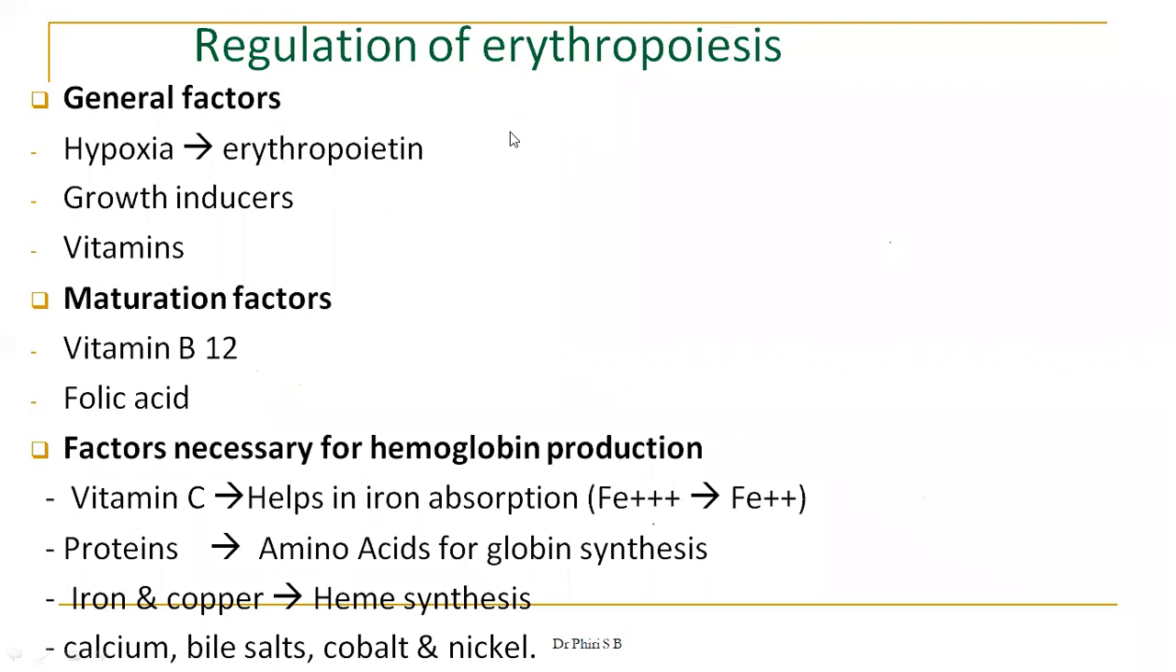So for the synthesis of the heme, you need iron and other minerals, which are listed down there. These are the factors involved in regulation of erythropoiesis, because you need the growth factors, you need maturation factors, then you also need factors that are necessary for the production of hemoglobin.